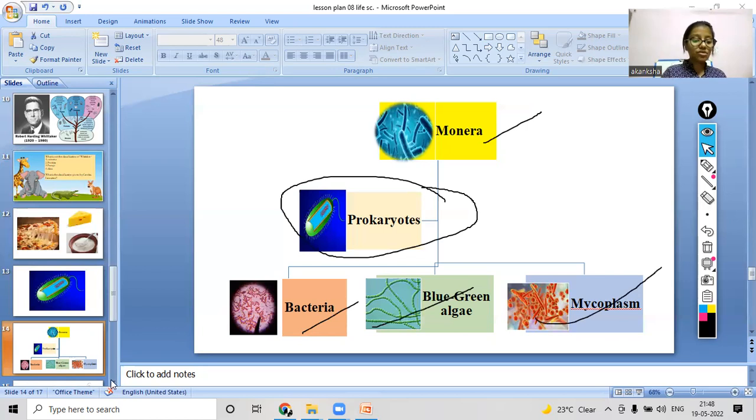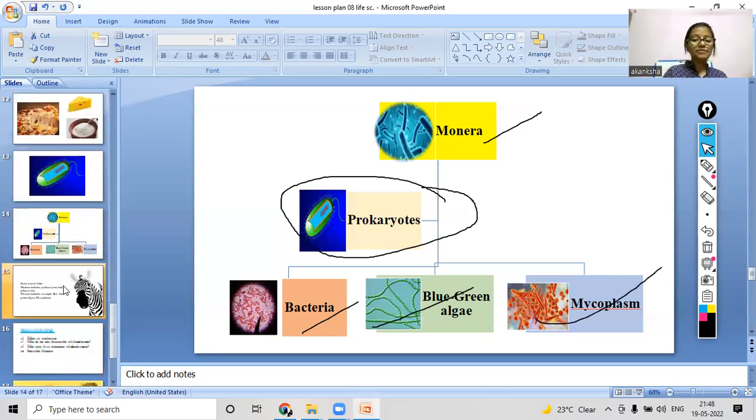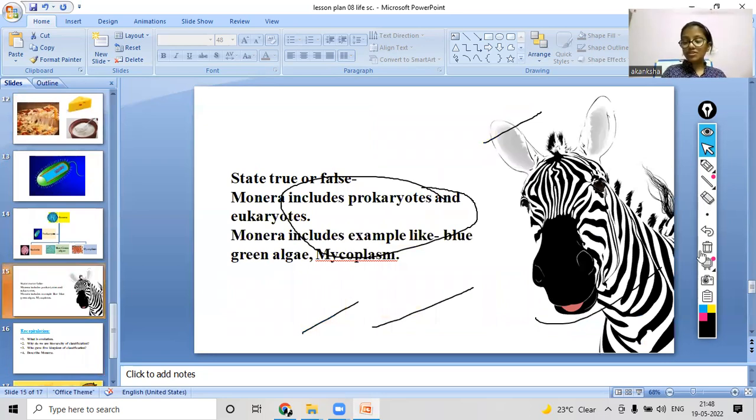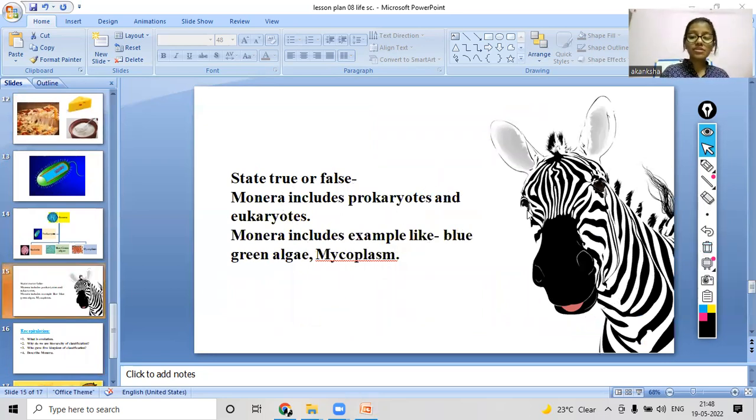Now we will solve some questions. These are some true and false questions. Monera includes prokaryotes and eukaryotes. True or false? It is false. Very good. It is false because it contains just unicellular prokaryotic organisms. Now the second question: Monera includes examples like blue-green algae and mycoplasma. True or false? Yes, you all answered correctly. It is true. Now I think you are all clear with the concept. We will move on to the recapitulation part.